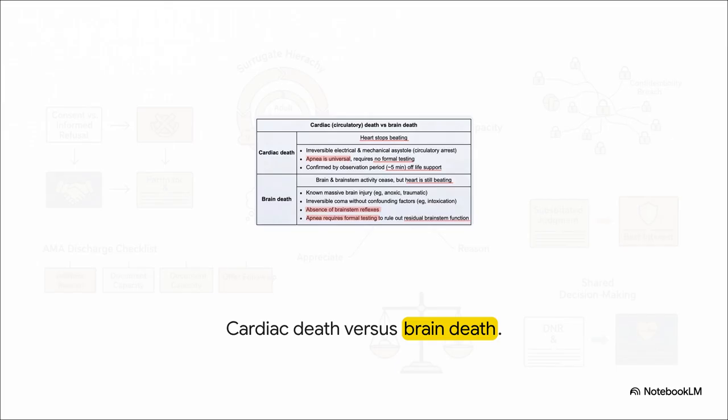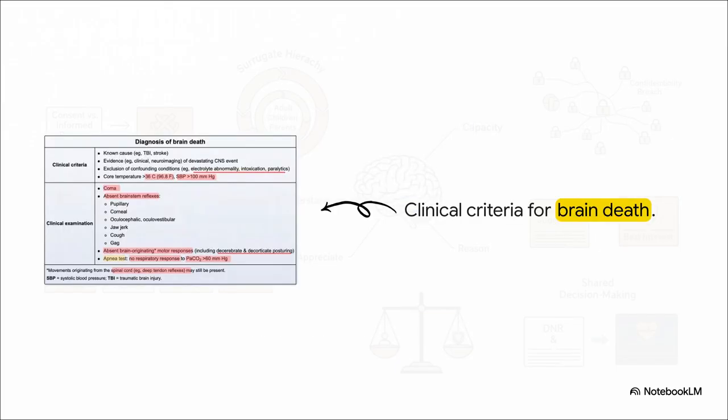The heart is still beating, but brain and brainstem activity are completely gone. Because of that, diagnosing brain death requires a formal apnea test to definitively rule out any residual brainstem function. And the clinical prerequisites for a brain death diagnosis are incredibly rigid. Before you even touch the patient to check brainstem reflexes or do an apnea test, you must have neuroimaging evidence of a devastating CNS event.